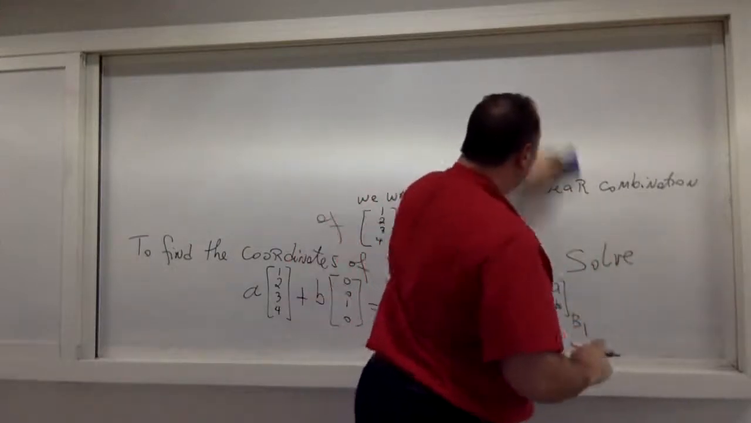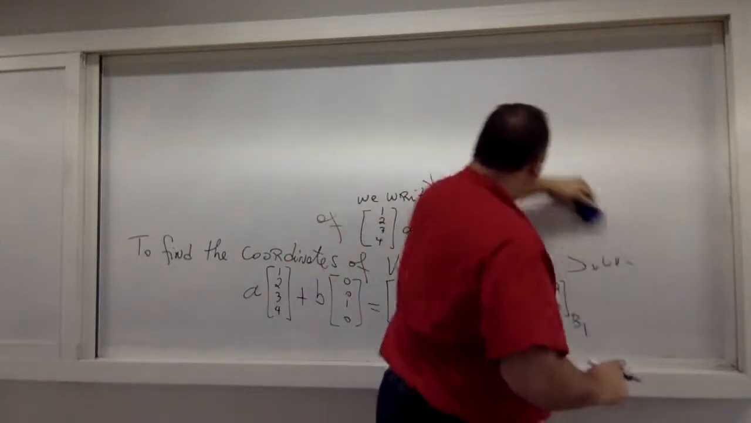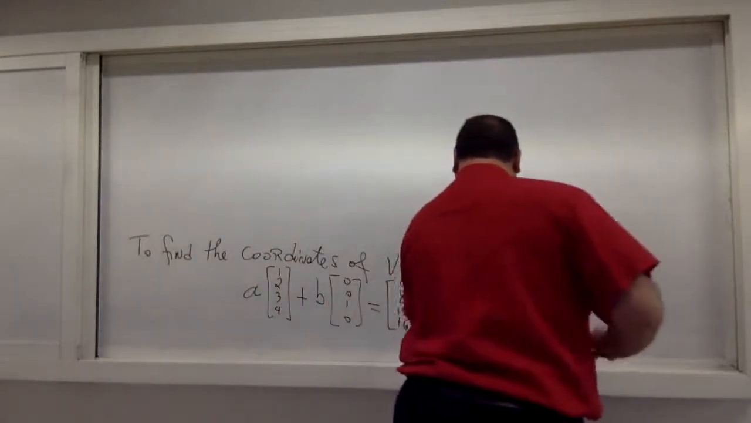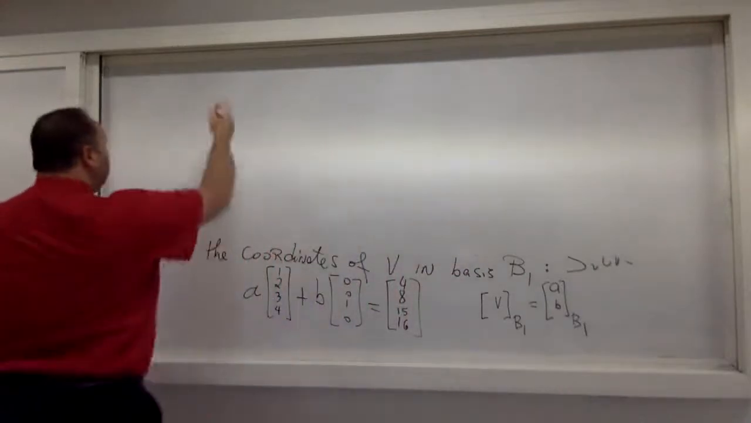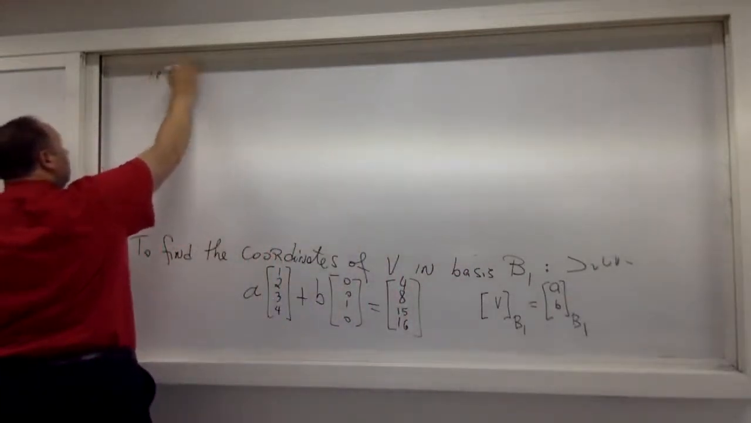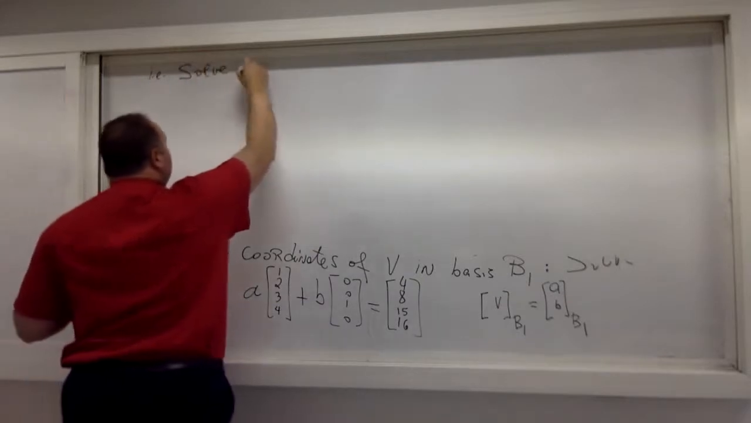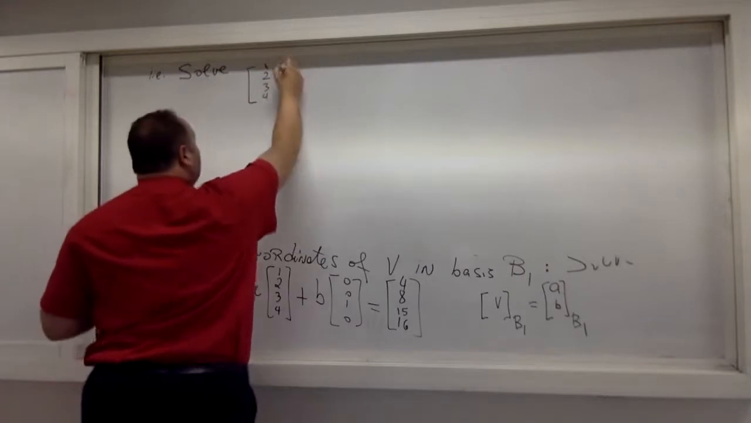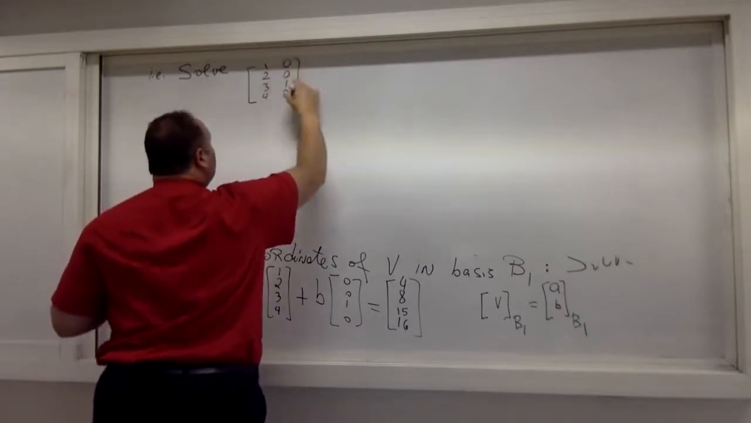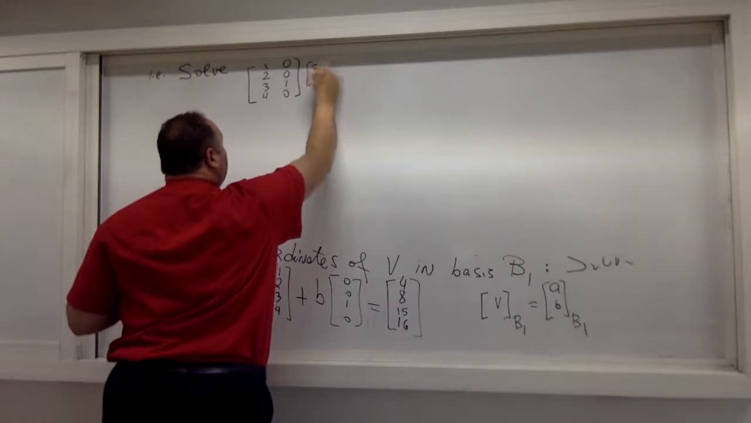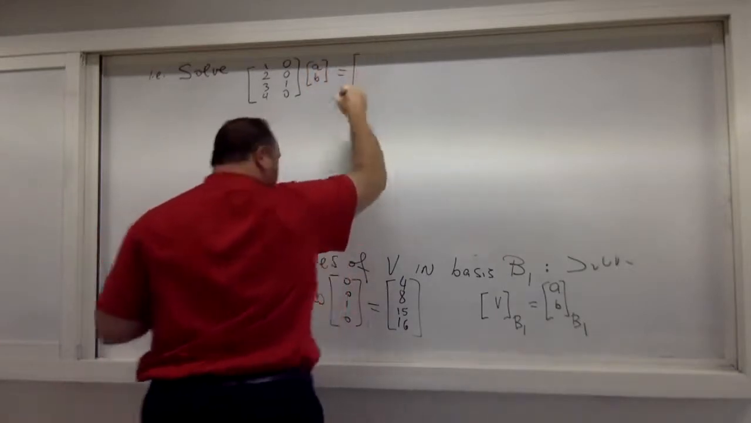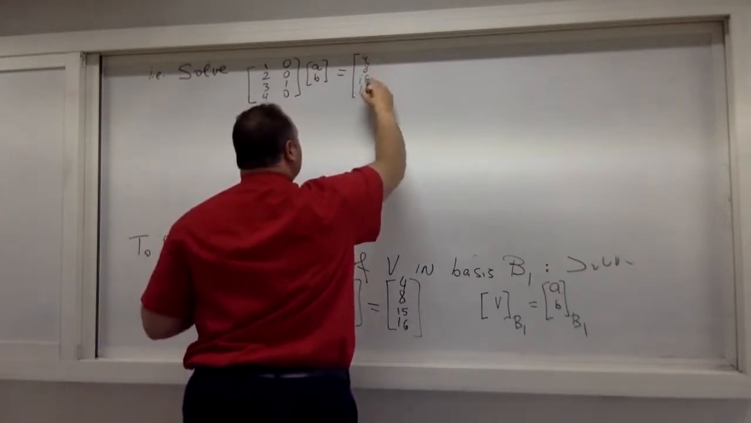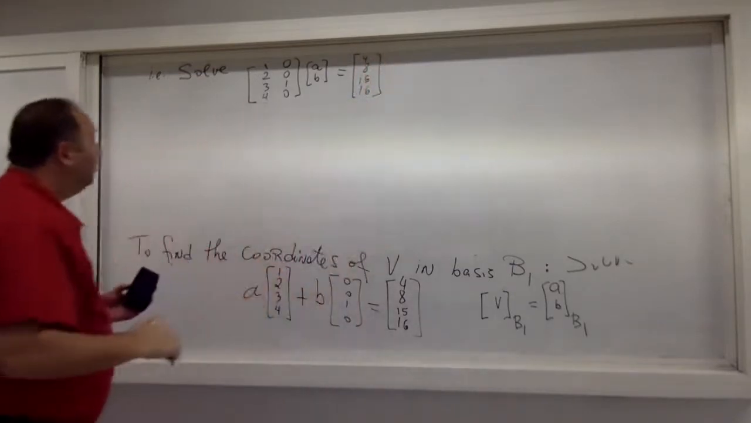By the way, we are going to do the same thing, looking for the coordinates in basis B2. Not a big deal. We know how to do it. So this means I need to solve the matrix system 1, 2, 3, 4, 0, 0, 1, 0, times (A, B) equal to our monster 4, 8, 15, 16. So this is what I need to do.